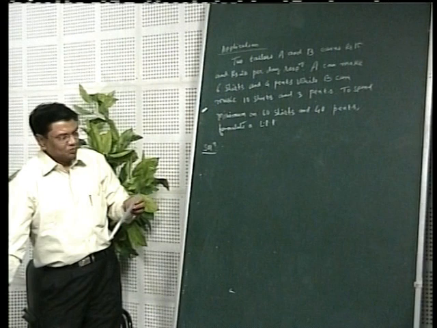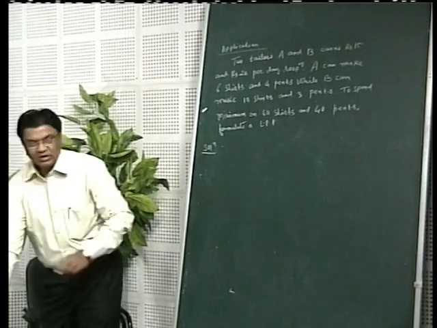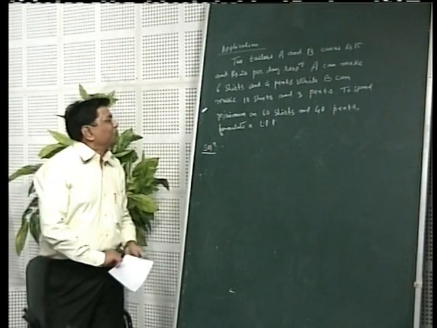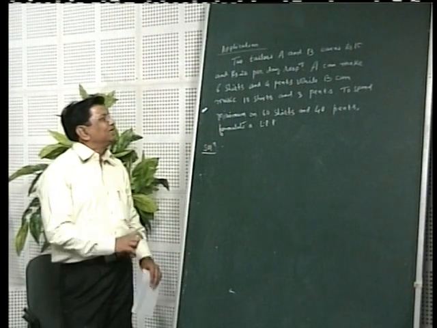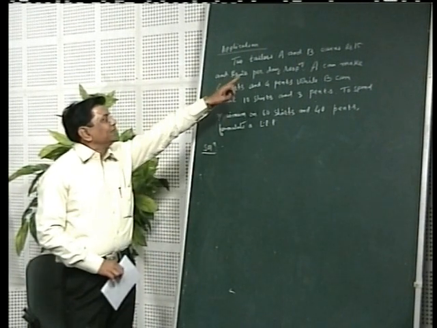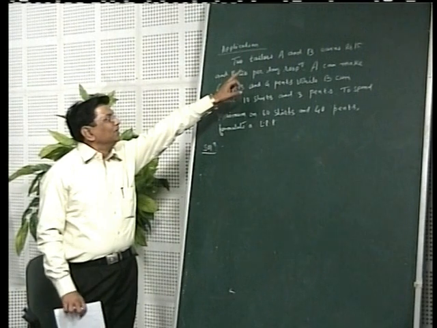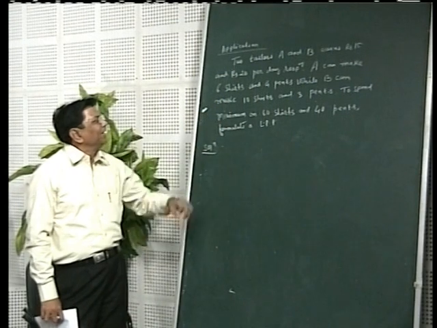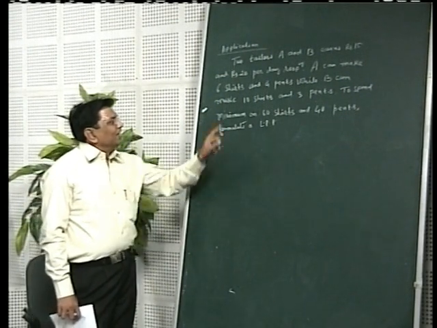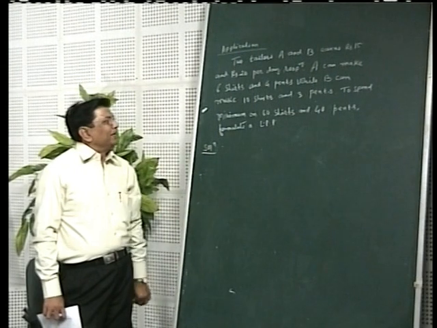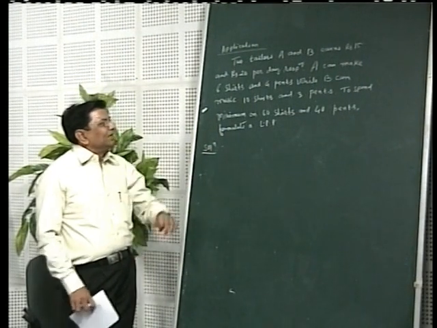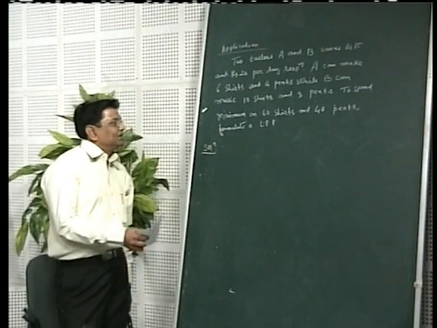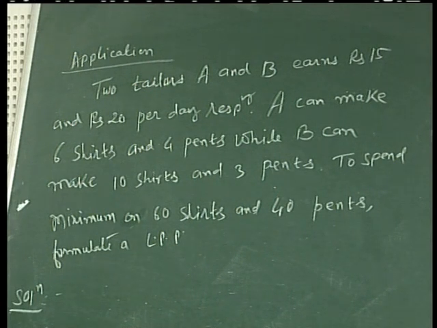What it says is two tailors A and B earn rupees 15 and rupees 20 per day respectively. So the first line is very clear: two tailors are there, and per day rupees 15 is earned by tailor A and rupees 20 by tailor B. Now A can make 6 shirts and 4 pants, while B can make 10 shirts and 3 pants. To spend minimum on 60 shirts and 40 pants, formulate an LPP.